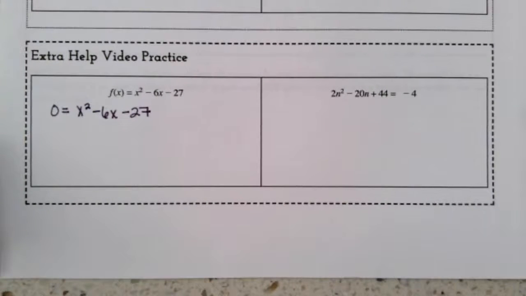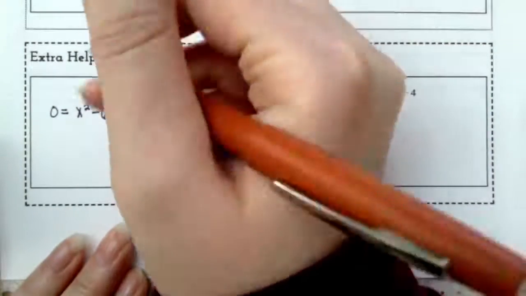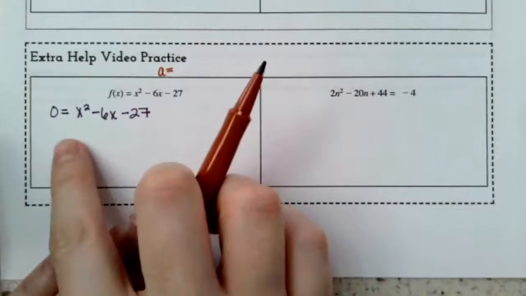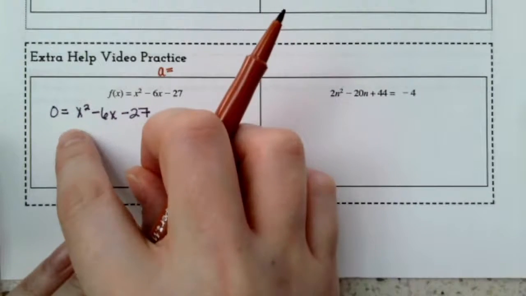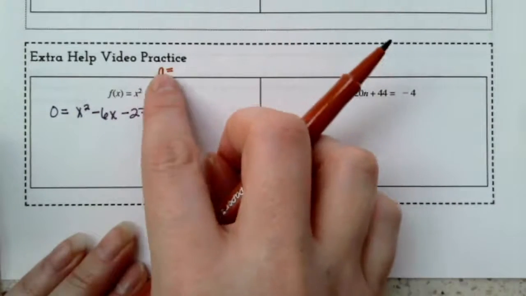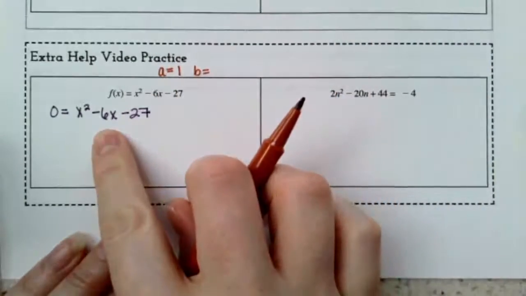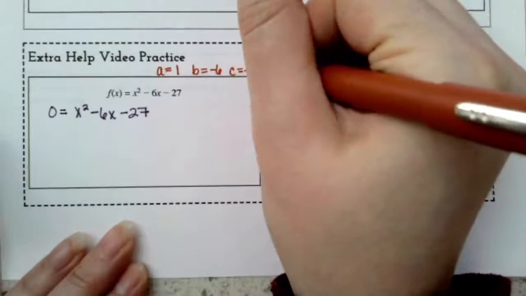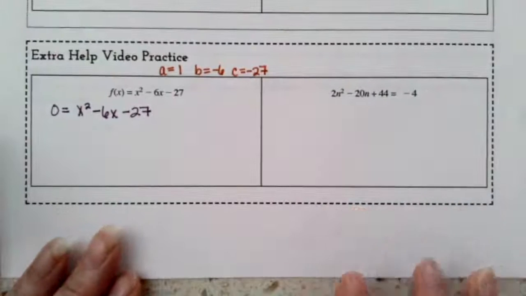And now we're going to identify our A, B, and C. So for this one, we have our A is 1. And actually, before I do that, I should make sure that I don't have a GCF. And if I look here, since this value is 1, I do not have a GCF. I can't pull out anything bigger than a 1. So I'm good to find my A, B, and C. So A is 1, B is negative 6, and C is negative 27. Make sure you pull the negatives with them so that you get the right answer.